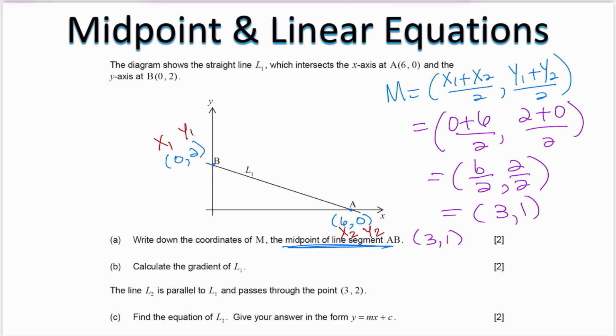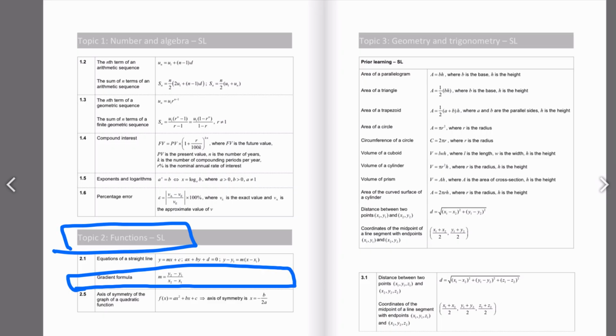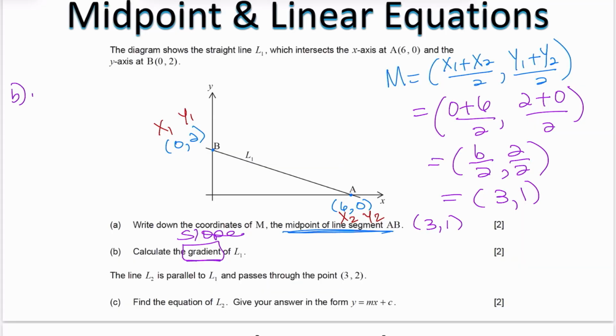Calculate the gradient of L1. The gradient, that word means slope for IB. The formula for slope is also in the formula booklet. That formula is under topic 2, functions. There's no reason why you can get slope incorrect on this test because they actually give you the formula. So the gradient is y2 minus y1, rise over run. That's the way a lot of you have learned it. So here I'm going to stay with the same way that I have labeled my points. y2 is 0 minus y1, which is 2, over x2, which is 6, minus x1, which is 0.